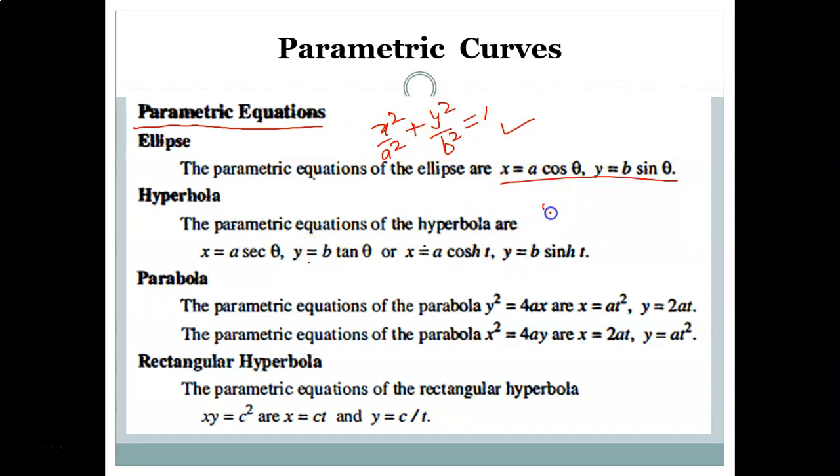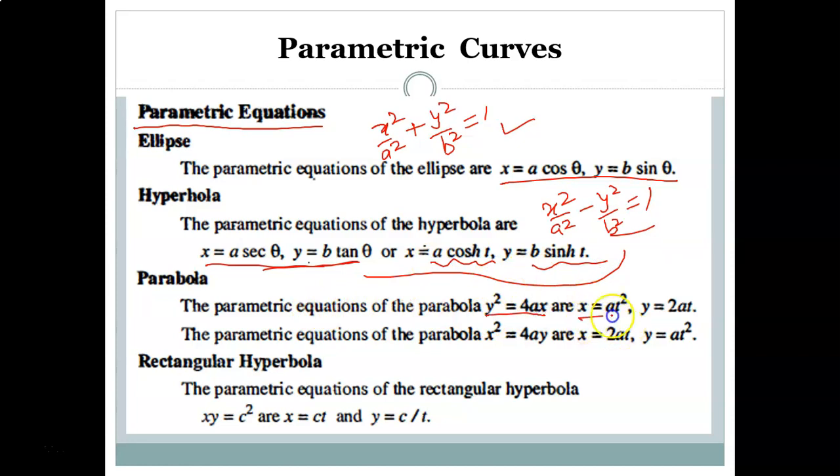Similarly, for the hyperbola of this type, x square by a square minus y square by b square equal to 1, the parametric equation is generally this, remember this one. In hyperbolic function form, you can write it in this way. For a parabola of this type, the parametric equation is x equal to at square, y equal to 2at. You can put it here and this equation will be satisfied. And for a parabola of this type, the parametric equations are these.